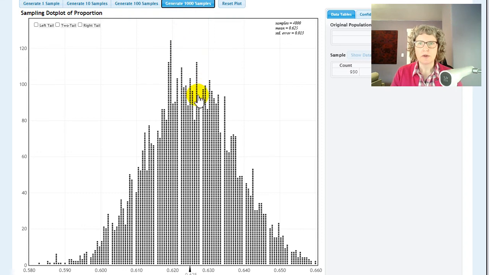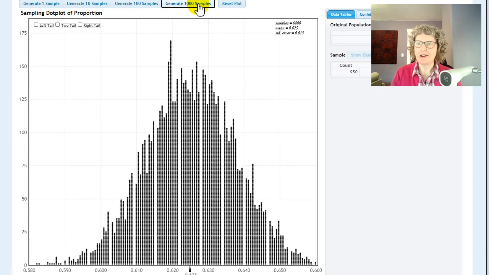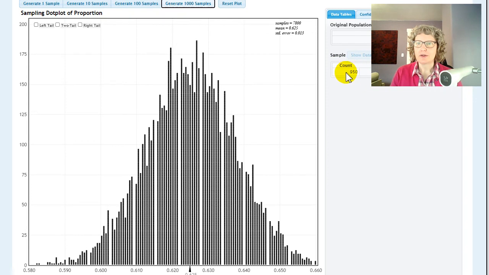Wow, okay, so it's not quite normal yet. I need to do some more samples. It's taking this one a little bit longer. So for example, this particular sample, 950 people were born in Oregon out of 1,500. That's a sample proportion of 0.633. Overall, our average is 0.625. So we are getting the actual population proportion as our mean.